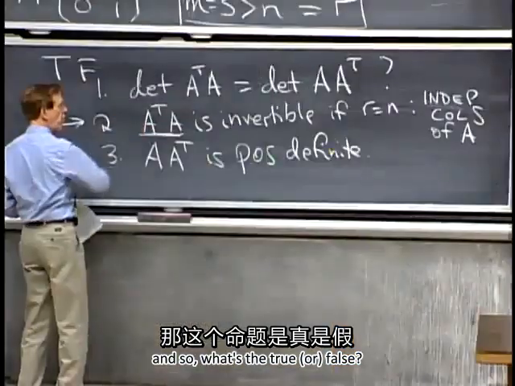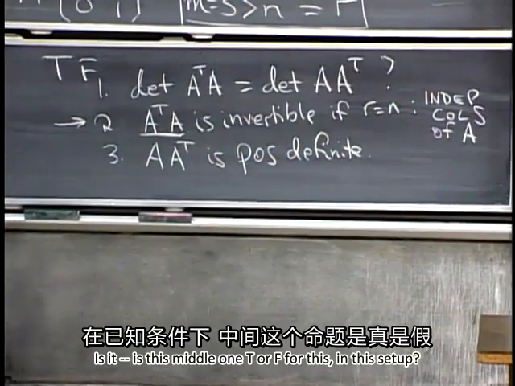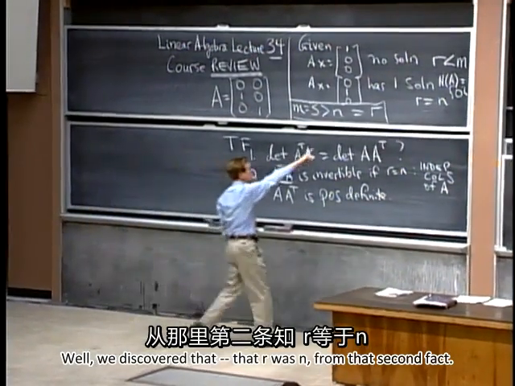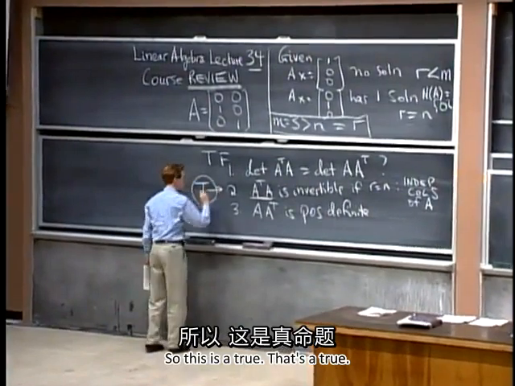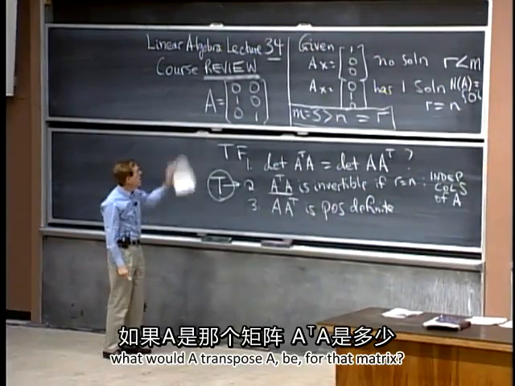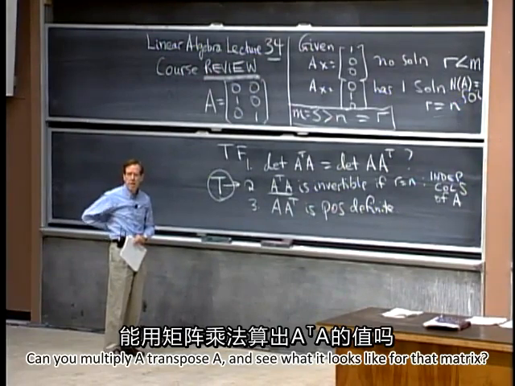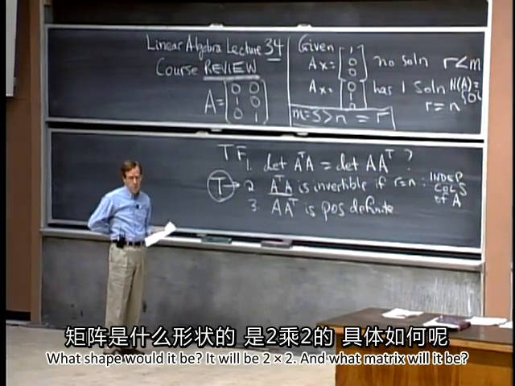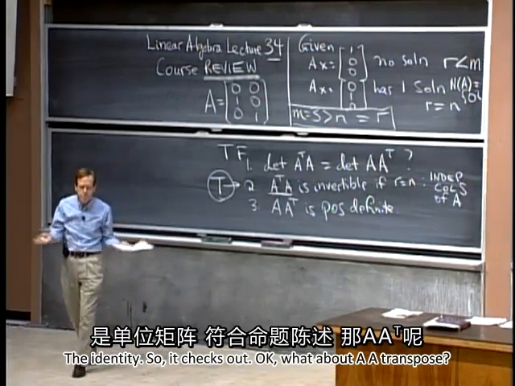So what's the true false? Is this middle one T or F in this setup? Well, we discovered that R was n from that second fact. So this is a true. And of course, what would A transpose A be for that matrix? Can you multiply A transpose A and see what it looks like for that matrix? What shape would it be? It'll be 2 by 2. And what matrix will it be? The identity. So checks out.